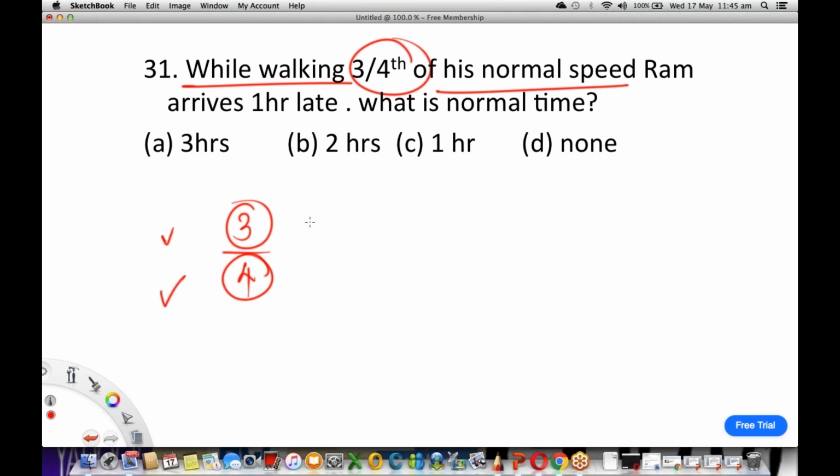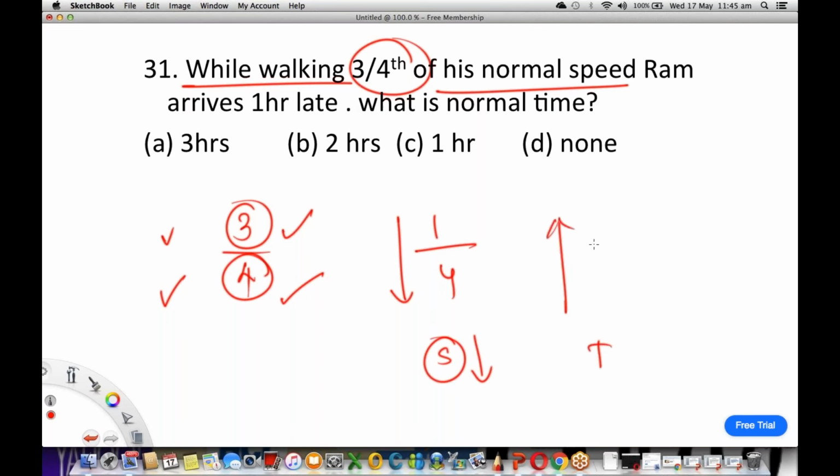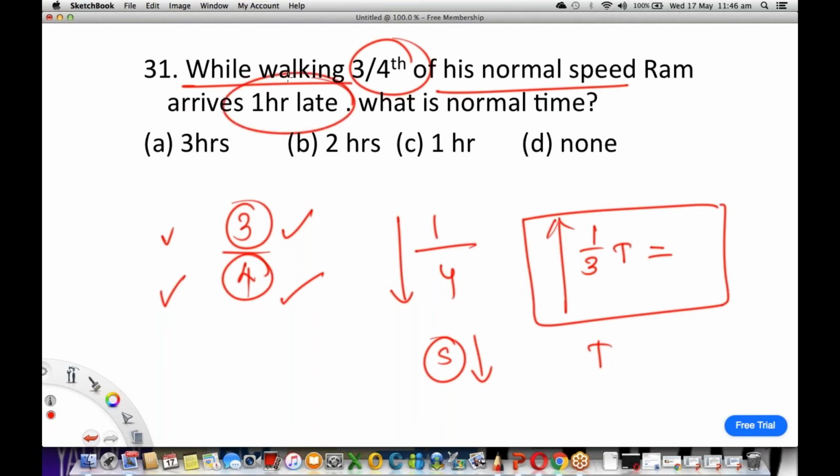That means the speed is increased or decreased? Definitely the speed is decreased. How much is it decreased? 4 has become 3, which means on top of 4 there is a decrease of 1. So 1 by 4 is a decrease in the speed. If 1 by 4 is a decrease in the speed, the increase in the time taken should be 1 by 3. So 1 by 3 increase in the time is already mentioned in the info. What is that? 1 by 3 increase in the time is equal to 1 hour.